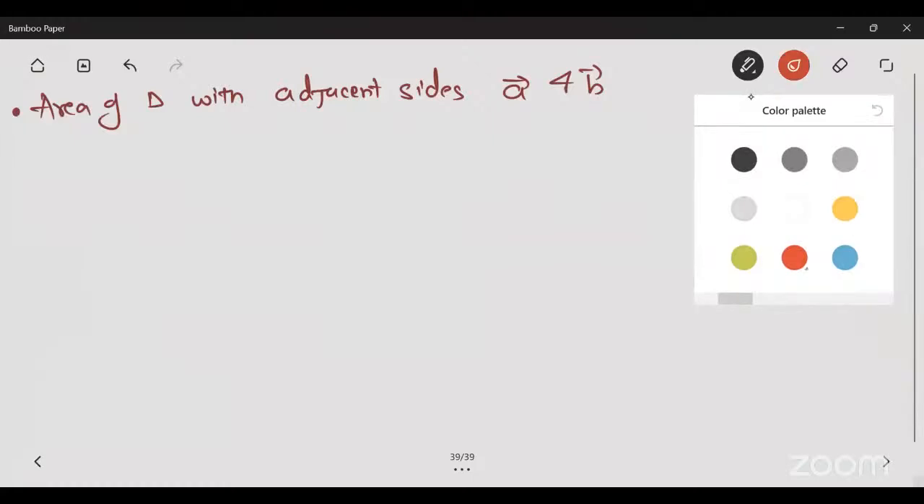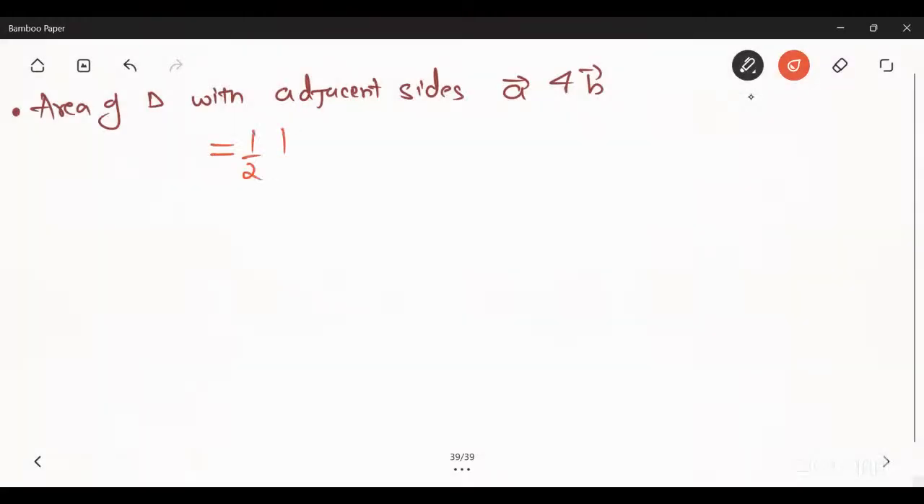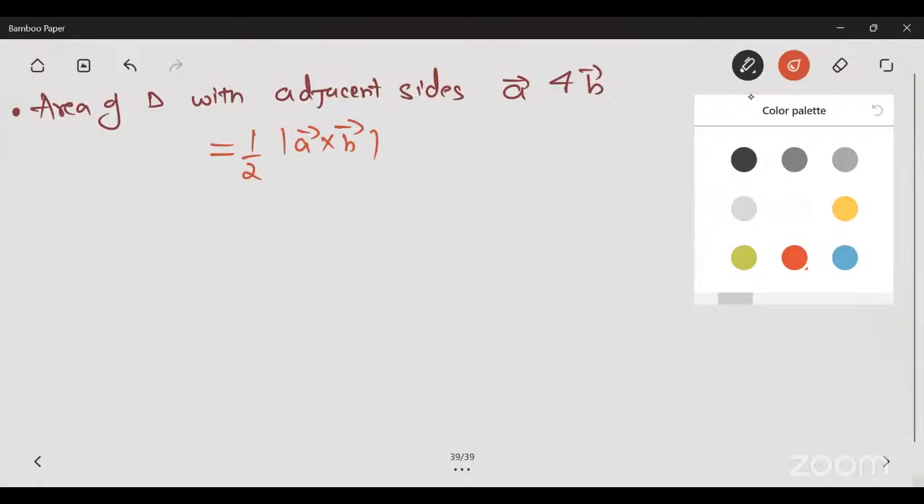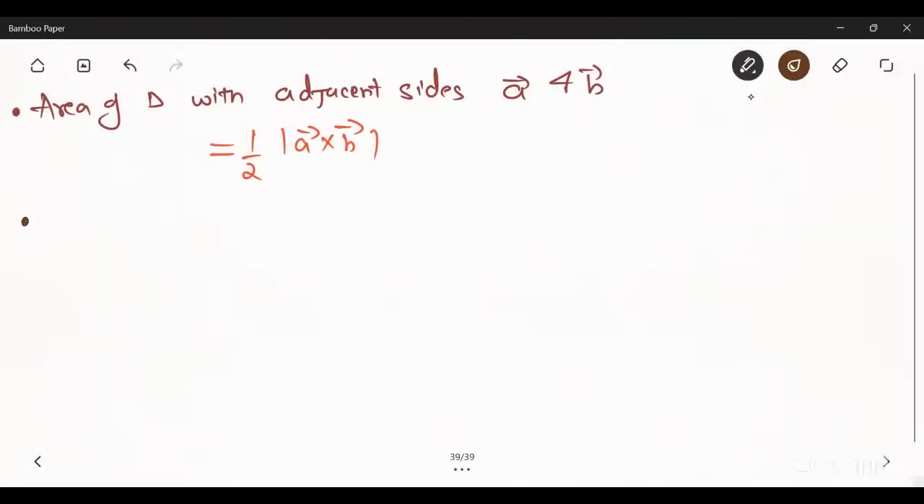Now next thing is the area of a triangle with adjacent sides A vector and B vector, which will be half mod A cross B. Now next, the area of triangle ABC.